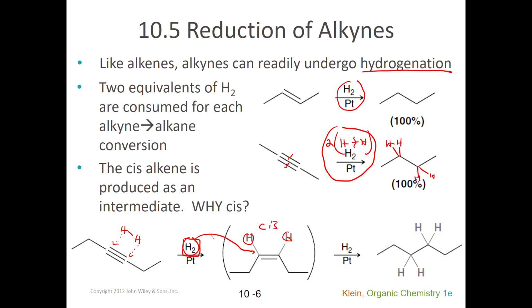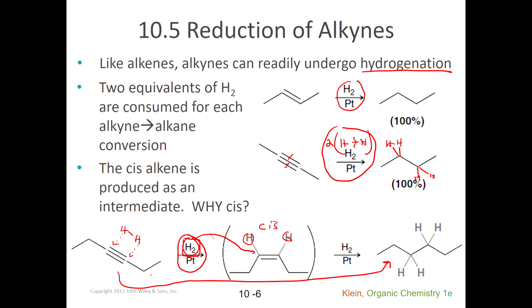So the only time you would use H2 and a metal with an alkyne is if you wanted to convert it all the way down to the alkane and fully saturate both of the pi bonds. If that's the reaction you want to perform, that's the way to do that.